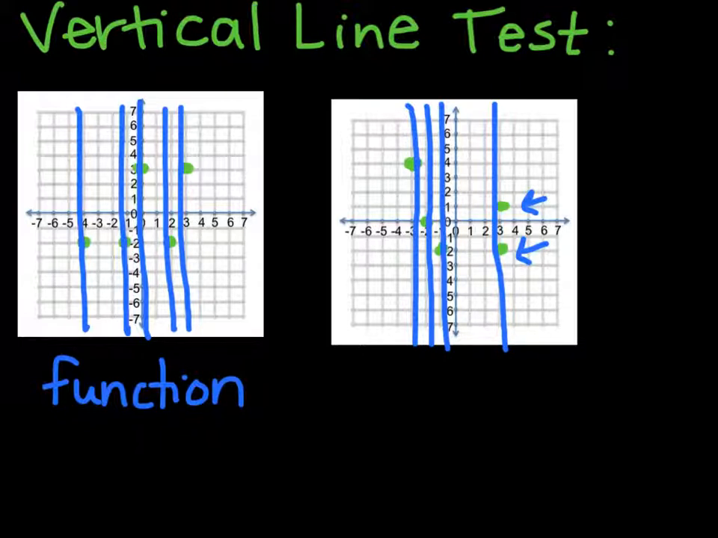Another quick way to test if a relation is a function is if you have any coordinate pairs with the same x coordinate, the same x input. Your relation will not be a function.